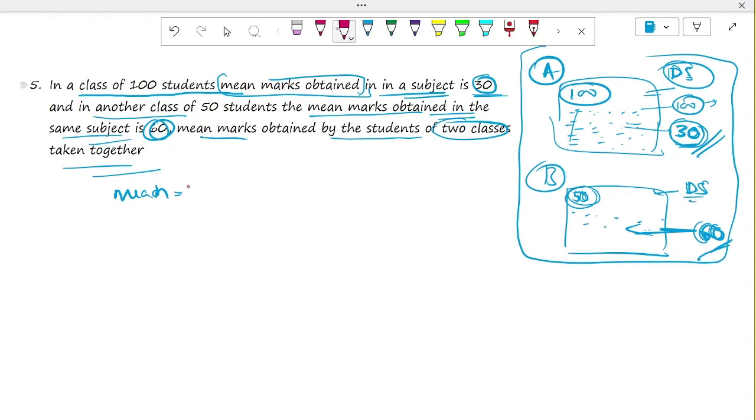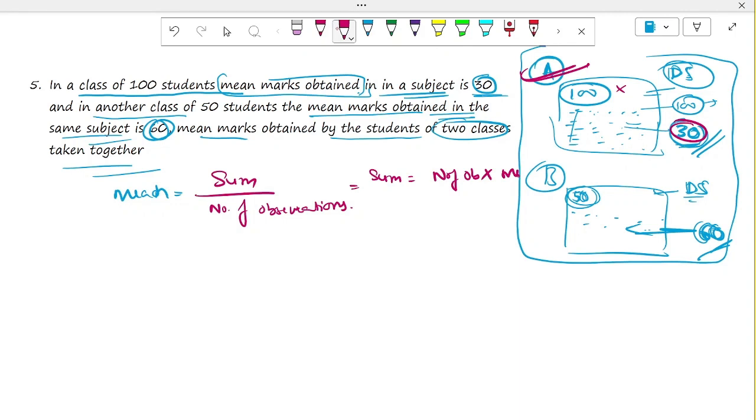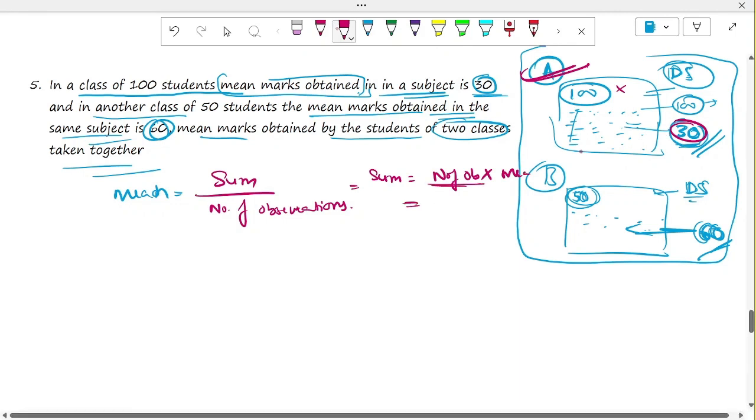So we know that mean is equal to sum divided by number of observations. In the first case, in section A, what is sum? Sum is not given but average is given. So how will you calculate? Sum is equal to number of observations into mean. What is number of observations in the first case? 100 into the given mean, 30. So what is total sum here? 3000. So the sum of A section is 3000.